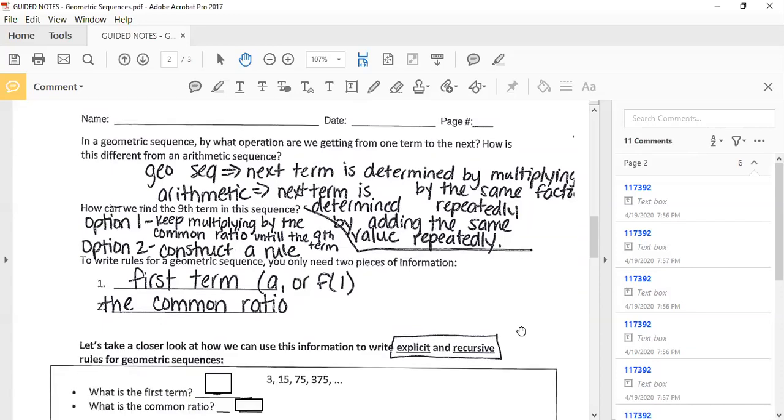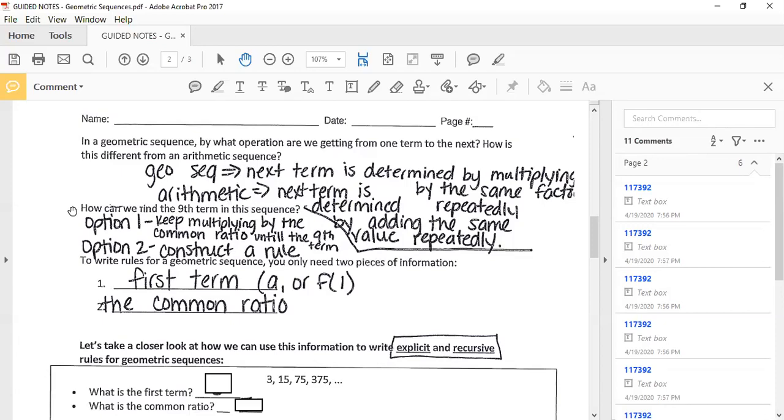All right, so a couple things to note here. In a geometric sequence, it's a little bit different than arithmetic. I've already talked about it a bunch of times, but in a geometric sequence, the next term is determined by multiplying repeatedly the same thing, okay? Whereas in an arithmetic sequence, the next term is adding the same thing to the previous term, okay? That's the big difference here.